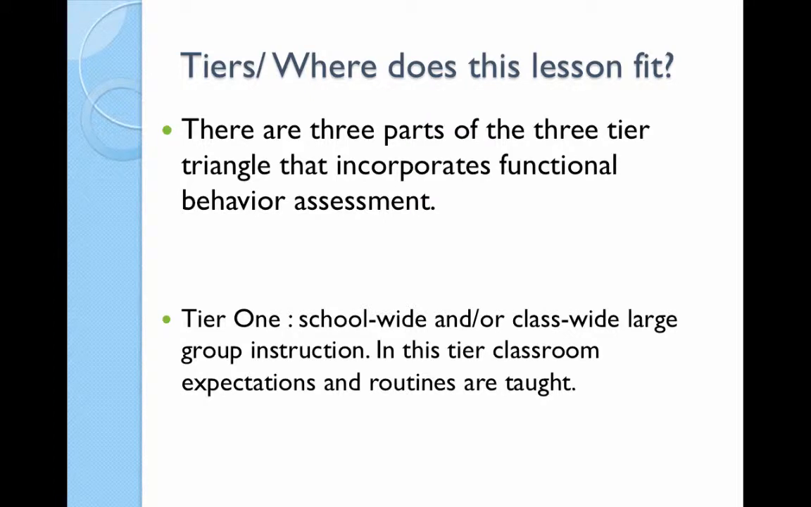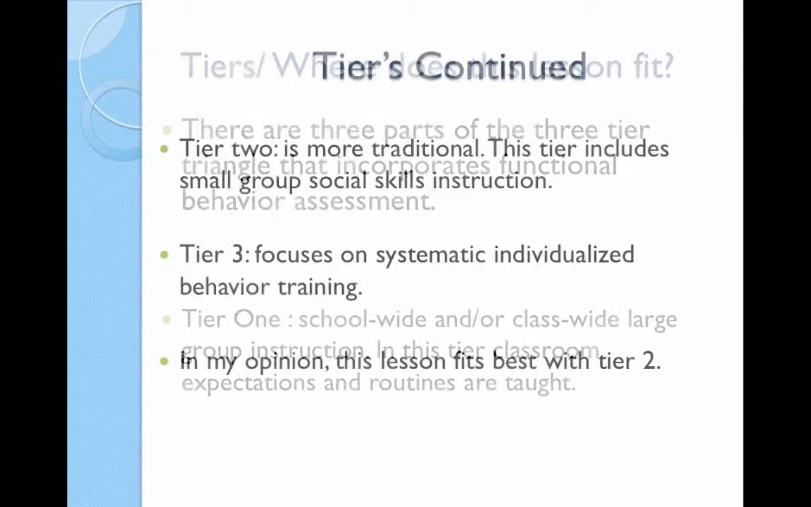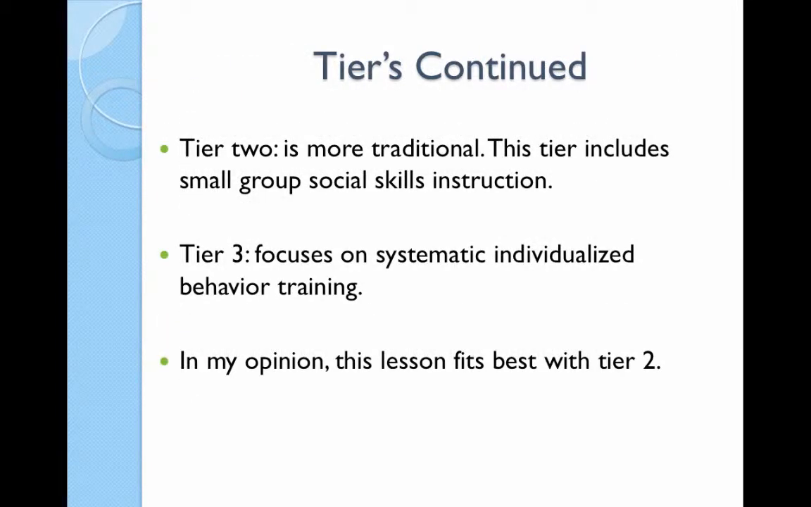There are three parts of the three-tier triangle that incorporate functional behavior assessment. The first tier focuses on school-wide and/or class-wide large group instruction. In this tier, classroom expectations and routines are taught. The second tier is more traditional. This tier includes small group social skills instruction. And the final tier focuses on systematic, individualized behavior training. I think the lesson that I'm going to show you today fits best with Tier 2.